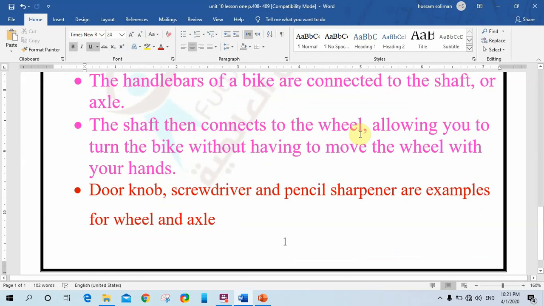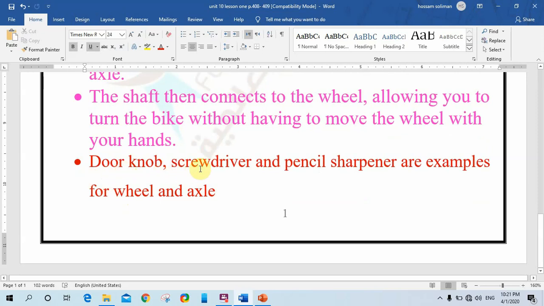As you know, the front wheel of the bicycle is connected to the handlebars, and the handlebars are connected to the axle, and the axle is connected to the front wheel of the bicycle, allowing you to turn the bike and change its direction without having to move the wheel with your hands.